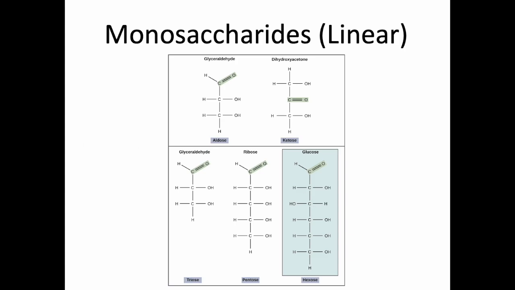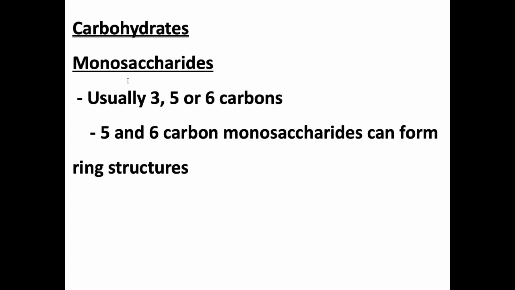Because these things have a backbone of carbon, usually when we describe how big something is, whether it's a sugar or just any organic molecule, we will talk about how many carbons it has as a way to describe how big it is. So the most common monosaccharides have either 3, 5, or 6 total carbons, and that's a convenient, quick way to talk about how big they are. So monosaccharides, usually 3, 5, or 6 carbons.